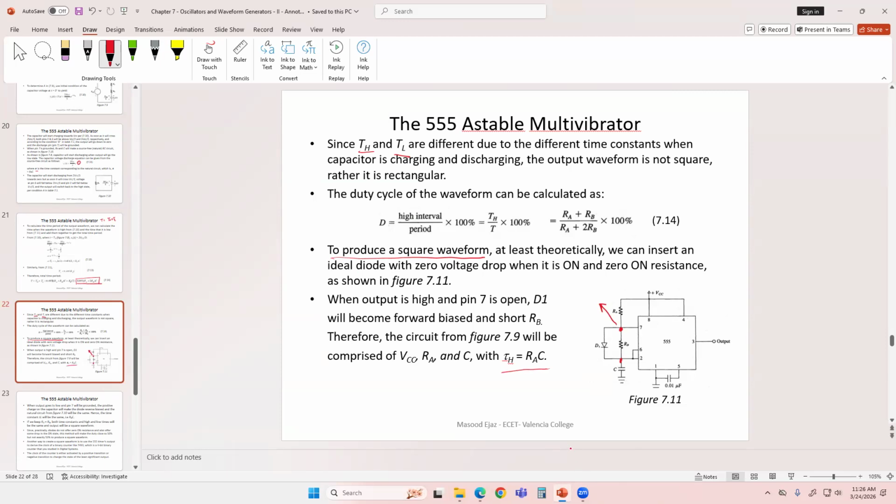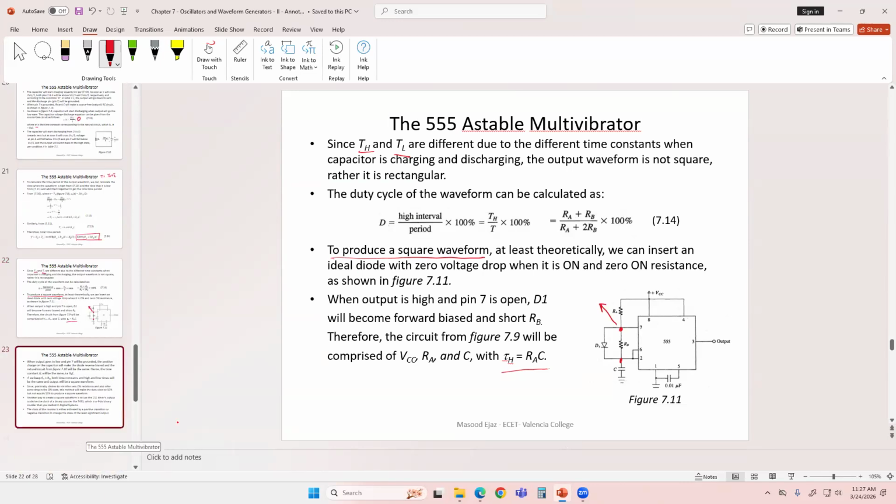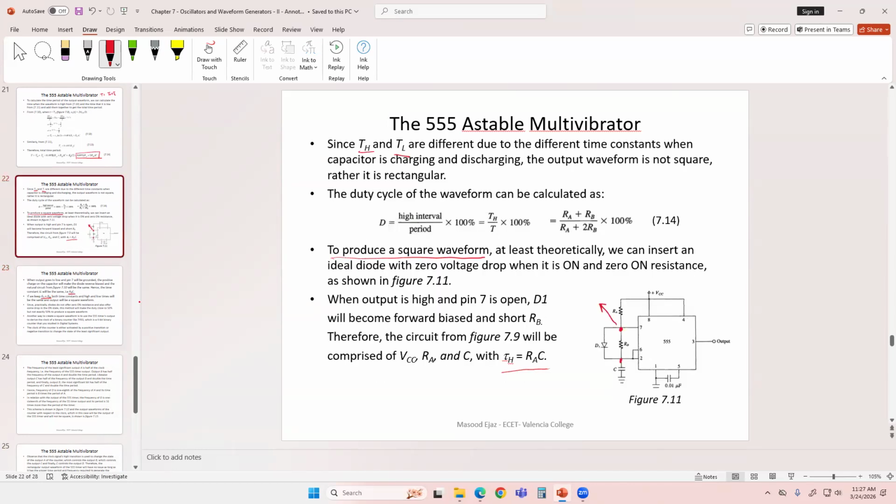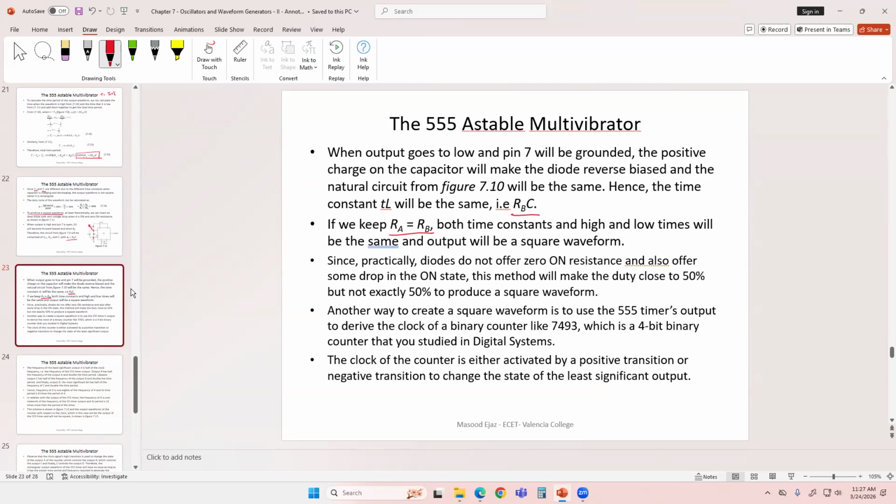And when the output goes into the low state, pin number 7 is going to be grounded. When pin number 7 is grounded, the diode is going to go in the reverse bias configuration, and your discharge circuit is going to be RB times C. So the time constant is going to be RB times C. If we keep RA and RB both the same value, then at least theoretically, we can have the high time equal to the low time, because the time constants are going to be the same.